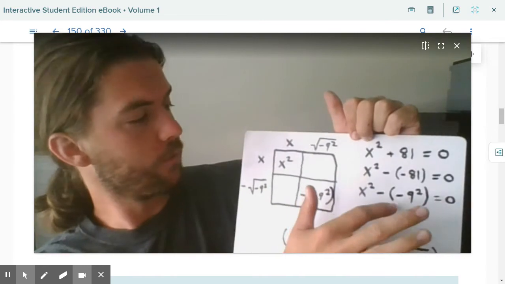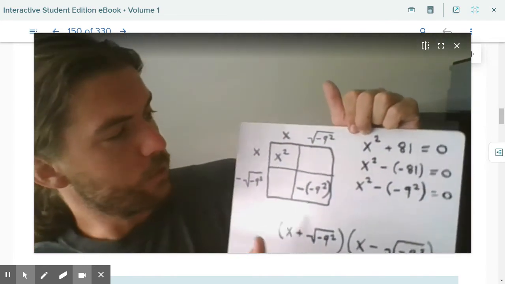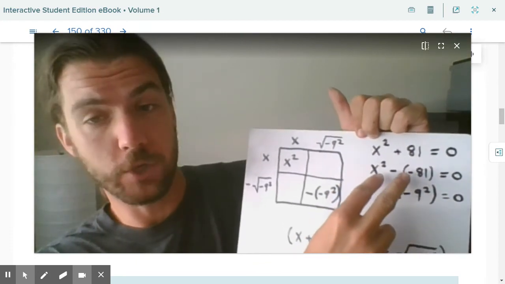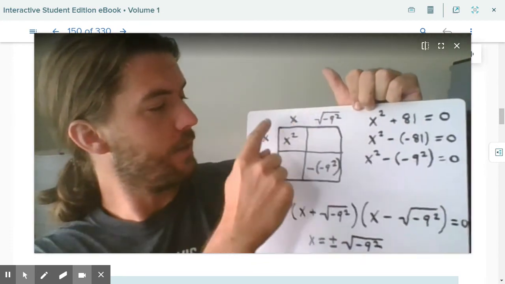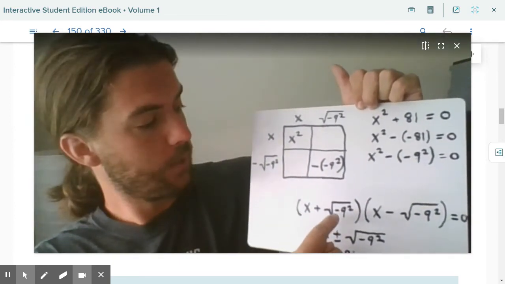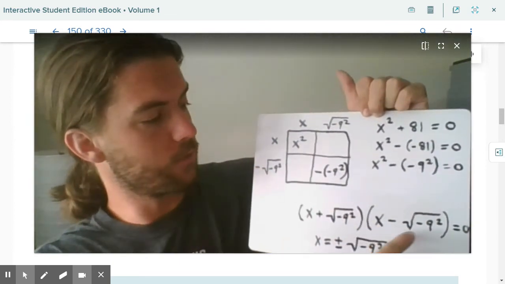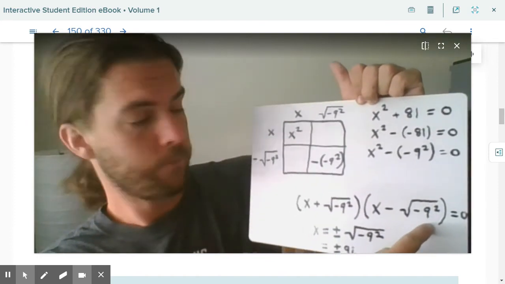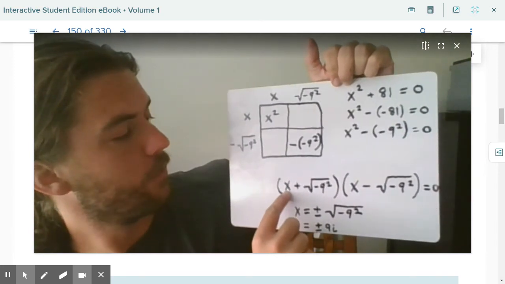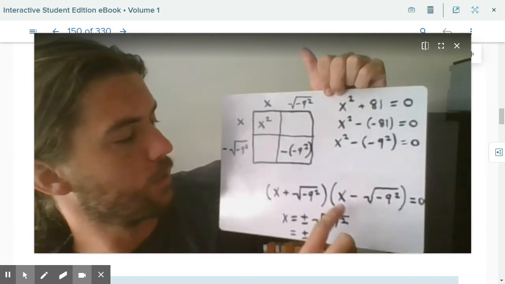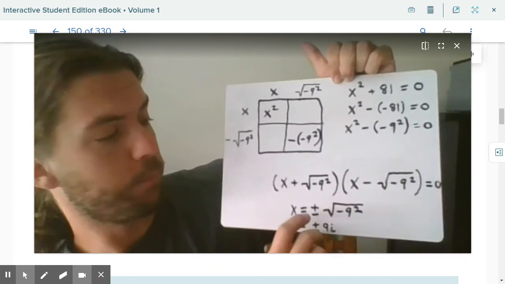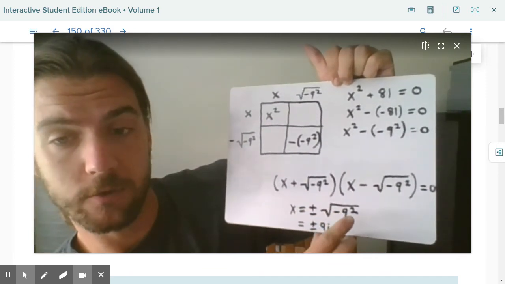So we get the amounts that we're looking for, which means that this addition problem, which we turn into a subtraction problem, can now be written as a multiplication of x plus the square root of negative 9 squared times x minus the square root of negative 9 squared. Okay, our zero product property would tell us that this x could be negative the square root of negative 9 squared, and this one could be the positive square root of negative 9 squared. So we have plus or minus the square root of negative 9 squared.